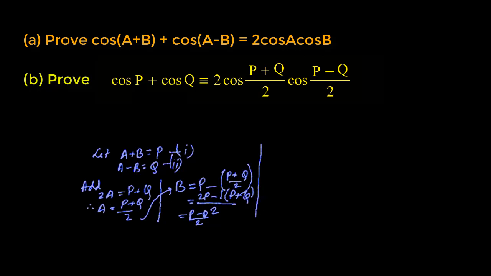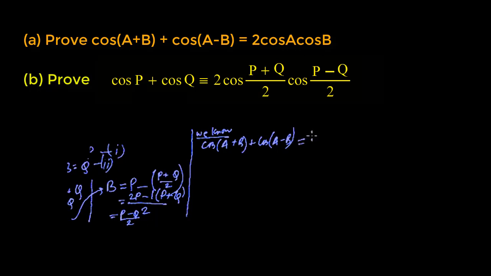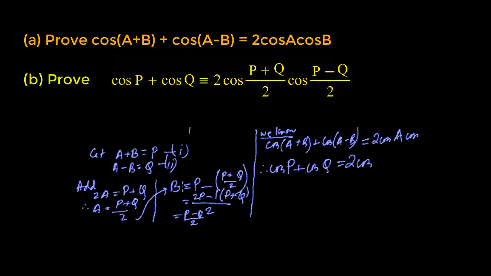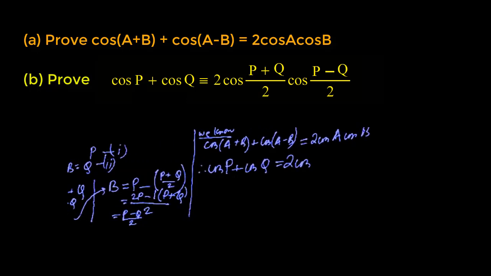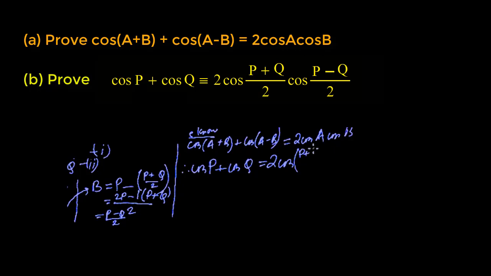So if we move on, we know that cos(A+B) plus cos(A−B), which we proved, is identical to 2 cos A cos B. Therefore in A plus B we can write P because we have said A plus B is P, plus cos(A−B) we can write Q. It equals 2 cos A. Now the value of A that we found was (P+Q)/2, and the value of B we found was (P−Q)/2. So this is cos P plus cos Q equals 2 cos((P+Q)/2) cos((P−Q)/2), and therefore proved, left hand side equals right hand side.